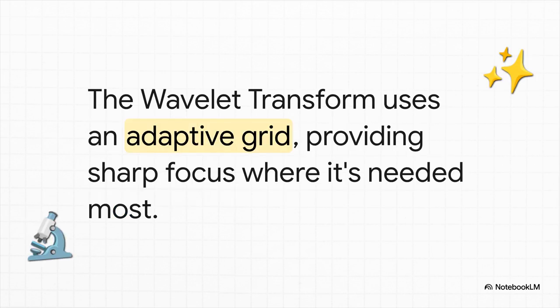And this is where the wavelet transform just blows the old ways out of the water. It uses an adaptive grid. So for those super fast, high-frequency events, it gives you this incredibly sharp, precise view in time. But for the slow-moving, low-frequency trends, it gives you a broader, more accurate view of the frequency. It's called multi-resolution analysis, and it gives you the best of both worlds.